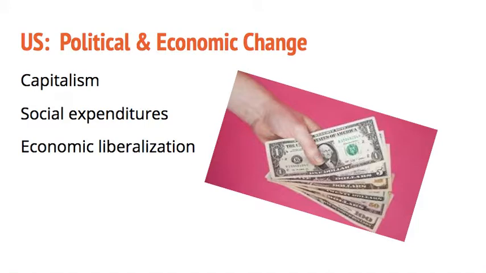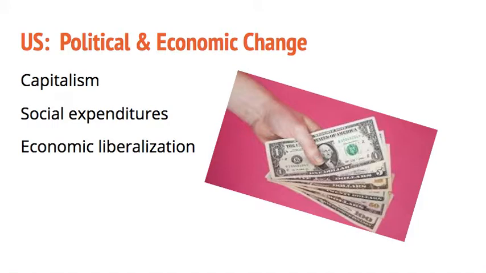Under capitalism, we have a system of private property, so the people, not the government, own property, and a system of free markets. So the US government does not set the prices for things. Those are set by private individuals or by private companies.